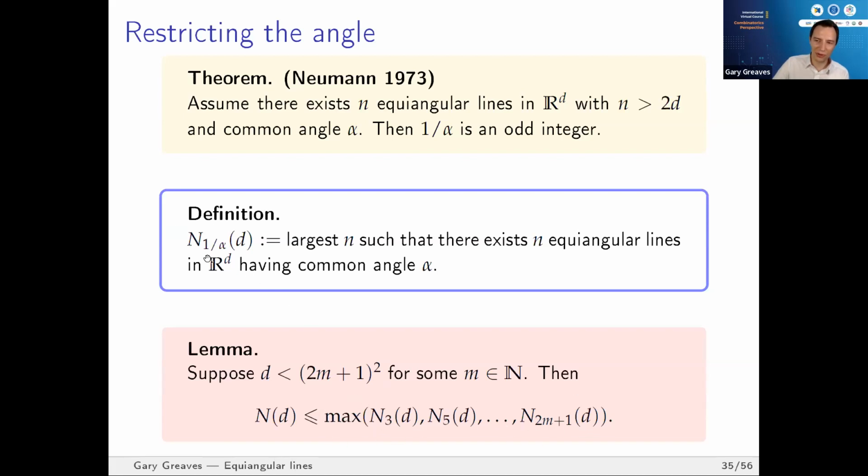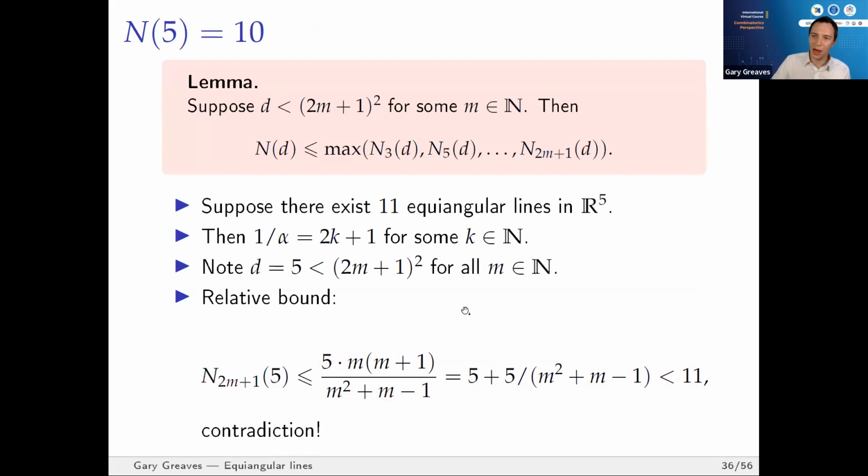So it's this restricted n for various odd numbers, where alpha is 1 over an odd number. Okay, so we can restrict our attention like this. And this is a consequence of the relative bound together with some other relatively straightforward observations. And so now we can actually start to prove some upper bounds.